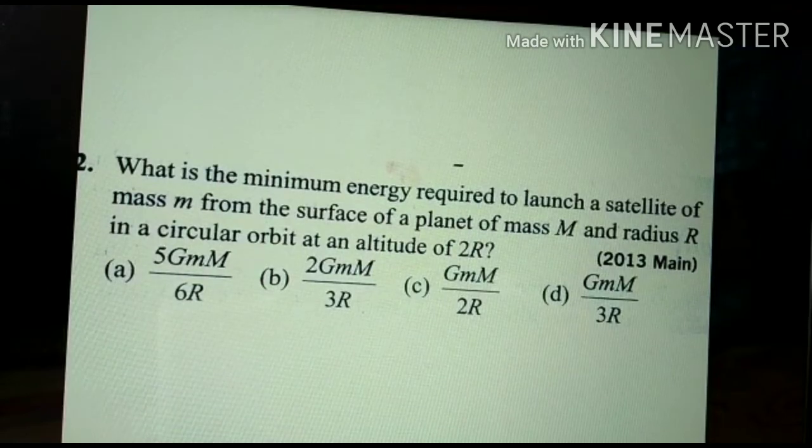What is the minimum energy required to launch a satellite of mass m from the surface of a planet of mass capital M and radius R in a circular orbit at an altitude of 2R? This is the question.